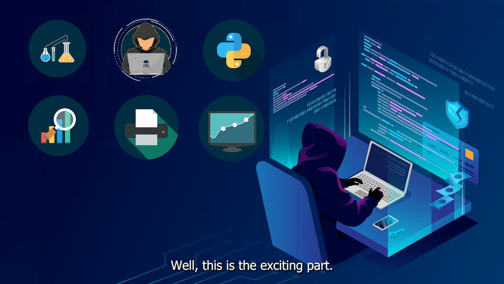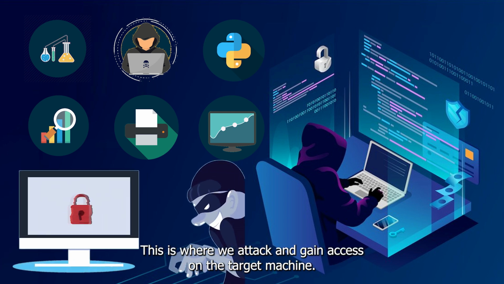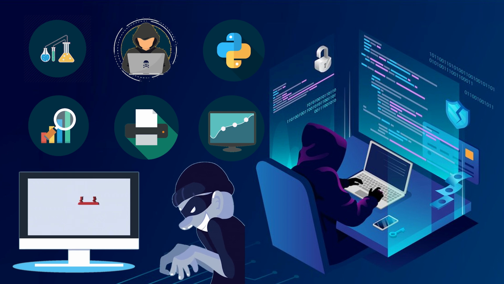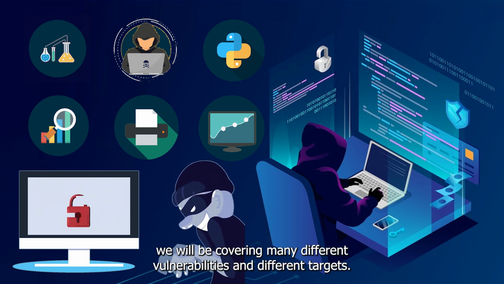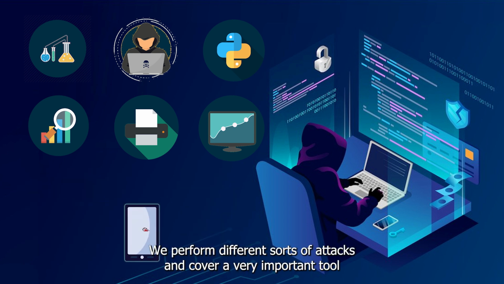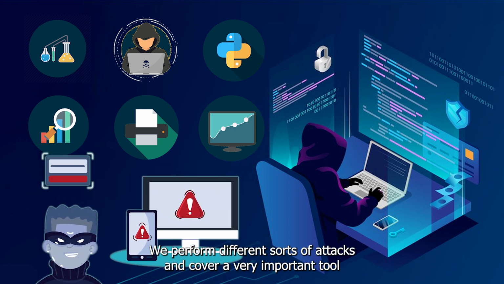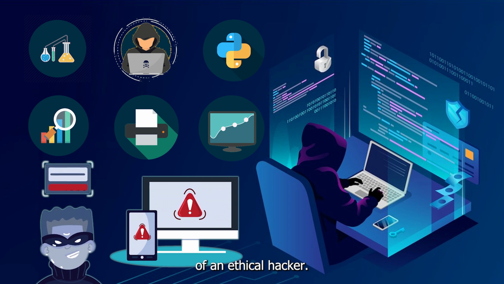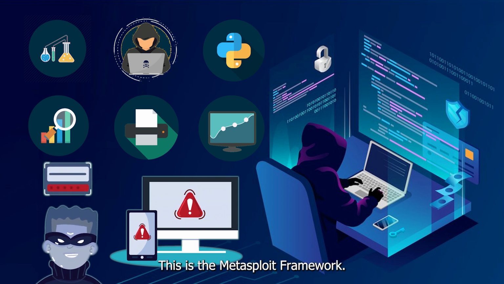Well, this is the exciting part. This is the big part of the course. This is where we attack and gain access on the target machine. And throughout this section, we will be covering many different vulnerabilities and different targets. We perform different sorts of attacks and cover a very important tool of an ethical hacker. This is the Metasploit framework.